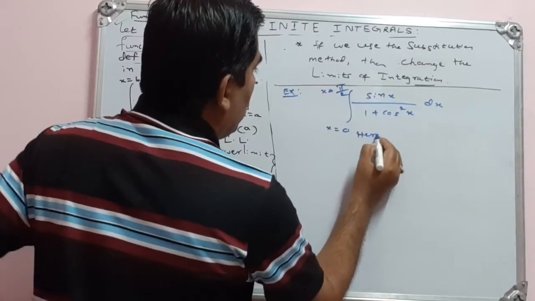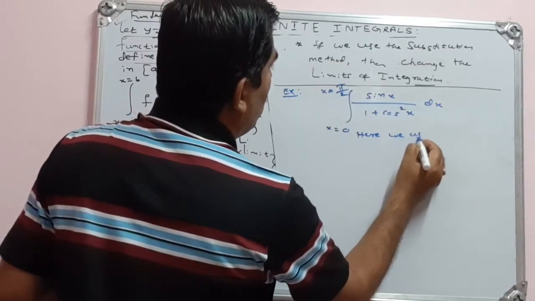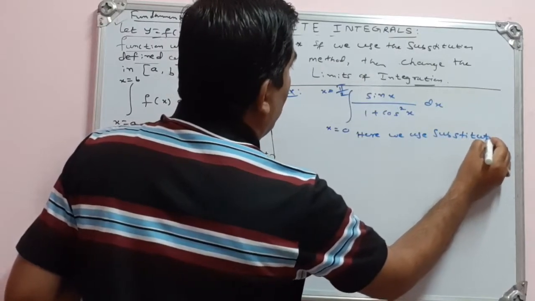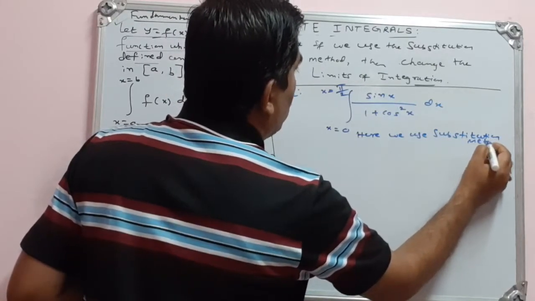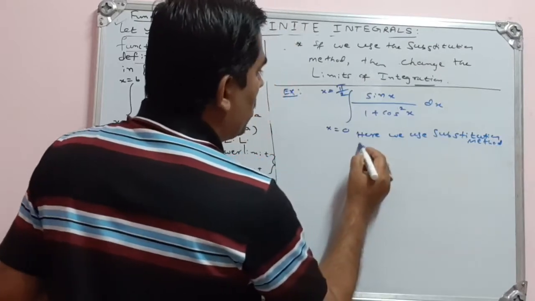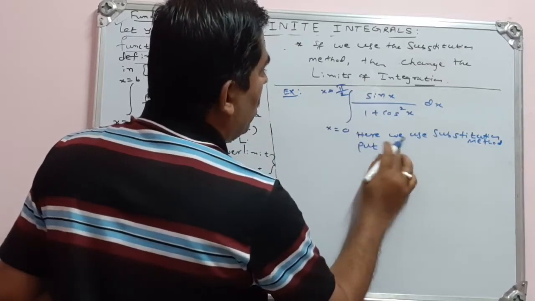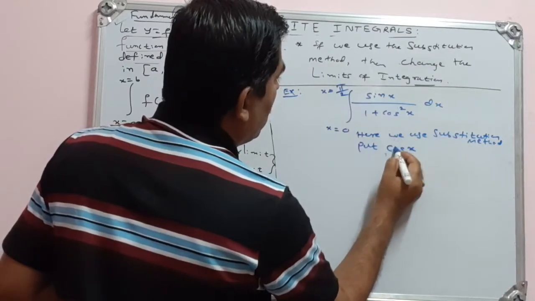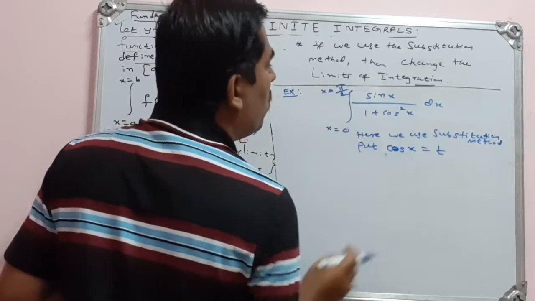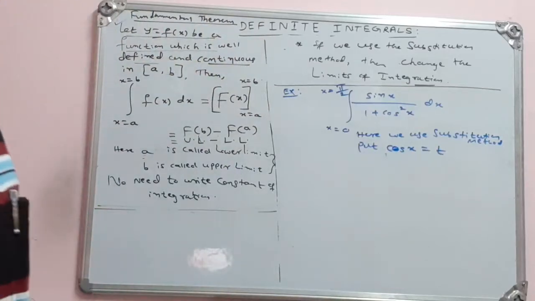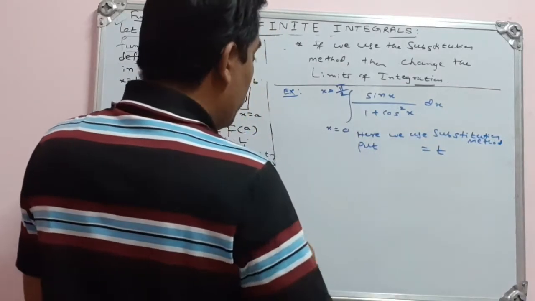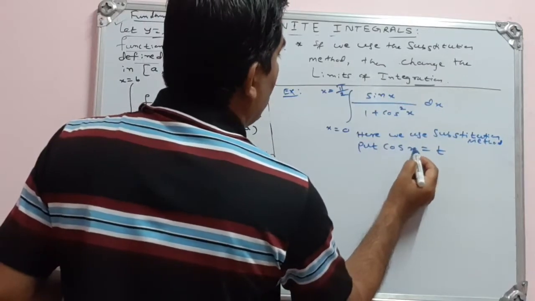So first, let me write. Here we use the substitution method. So what must be our substitution? Take this cos x, put cos x is equal to t. So I am substituting this cos x in the denominator. Cos x is equal to t.